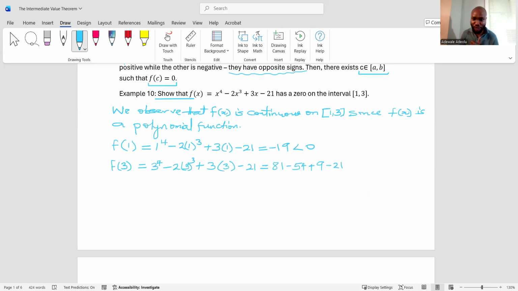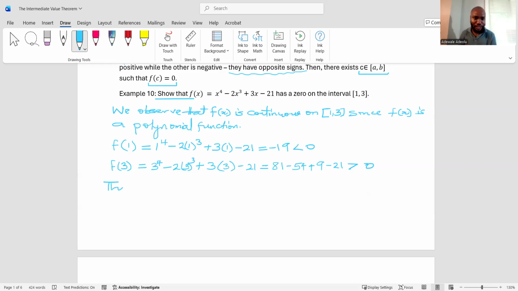If I look at this, 54 plus 21, that is 75. So definitely my answer here will be greater than 0. So they have opposite signs. I can conclude.